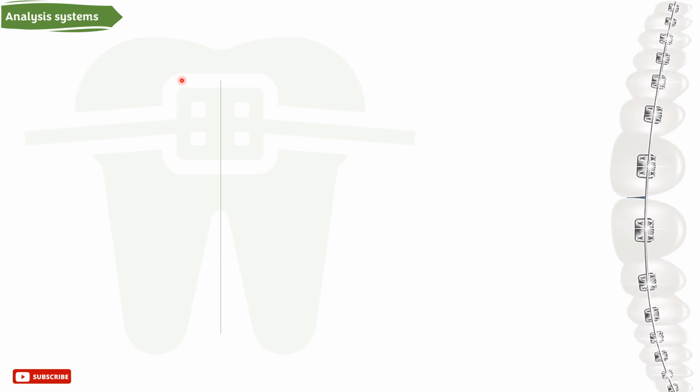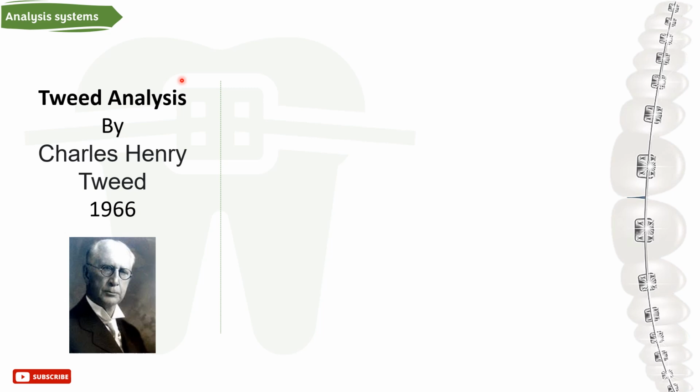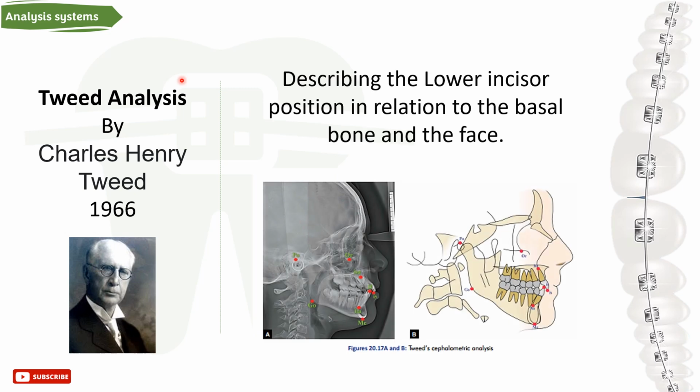Tweed analysis, describing the lower incisor position in relation to the basal bone and the face. And remember, we have discussed the Tweed triangle that is formed between three different lines: the Frankfurt horizontal plane, the long axis of the lower central incisor, and the mandibular plane. And in Tweed's analysis, it is a tangent to the lower border of the mandible, and the sum of the internal three angles should always be 180 degrees.